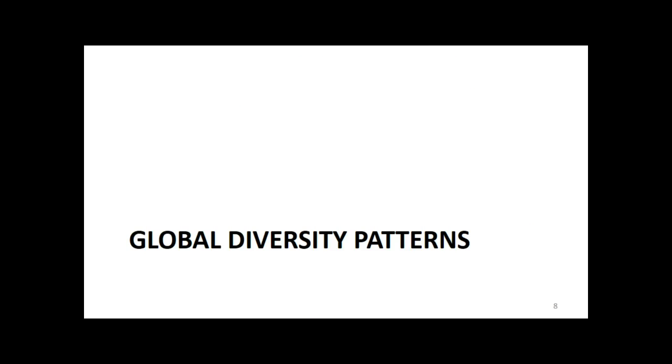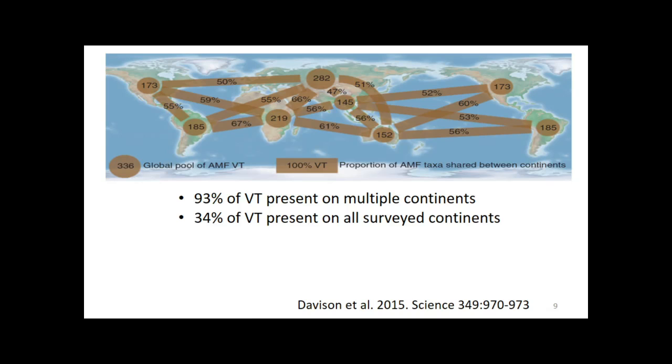In recent years, there's been a big increase in knowledge about global patterns of diversity of AMF, and one of the pieces of knowledge comes from our team, which was published in Science last year. This slide summarizes what we learned. So we collected samples globally, sequenced AMF in plant roots. And this slide is showing how many species, I'm using here the term virtual taxon or VT, which is a molecular species, occur in any continent and how many are shared among the continents.